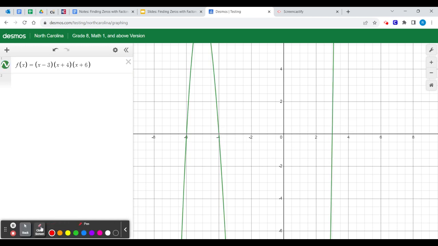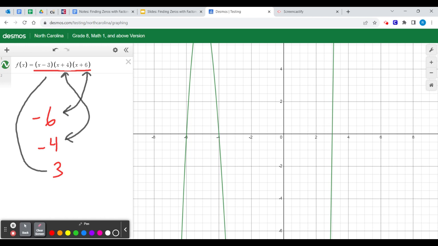Now, let's think about the connection between the 0 at negative 6, negative 4, and 3. Do you see any patterns between that and our equation up here? And the answer is, yeah, you should. We have a positive 6 in our factor. That corresponds with a negative 6 for our root. We have a positive 4 in our factor. That corresponds to a negative 4 in our 0. And we have a negative 3, or minus 3, in our factor. That corresponds to a positive 3 for our 0.